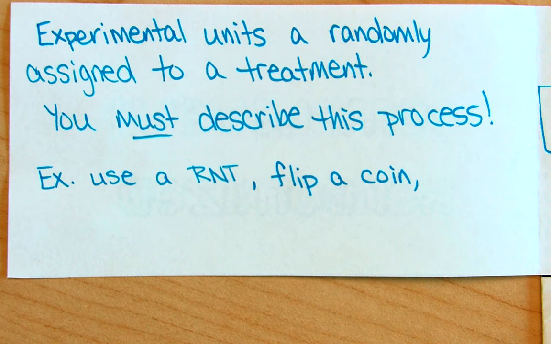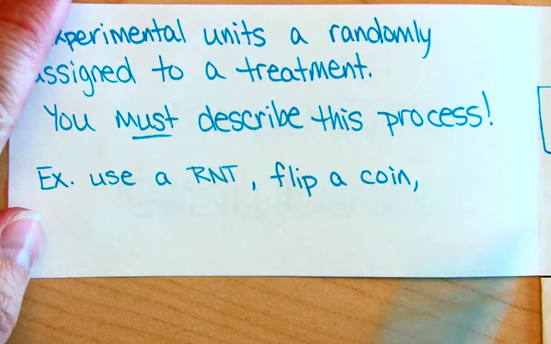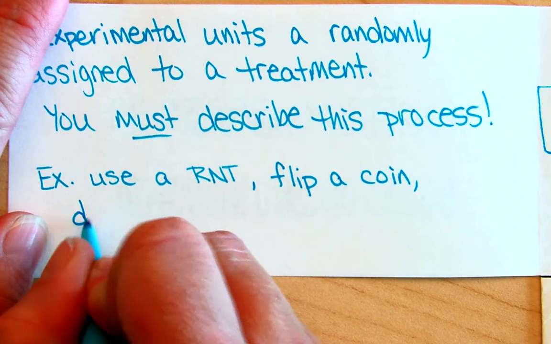You have to cover every option of what could happen. Okay? You can't just say, if it's heads, they go here, and just assume they know if it's tails, they go to the other one. Can't do that. You have to describe each possible outcome and what would be the result. Okay? So, flipping a coin, that's one. Another one, you could draw names from a hat.